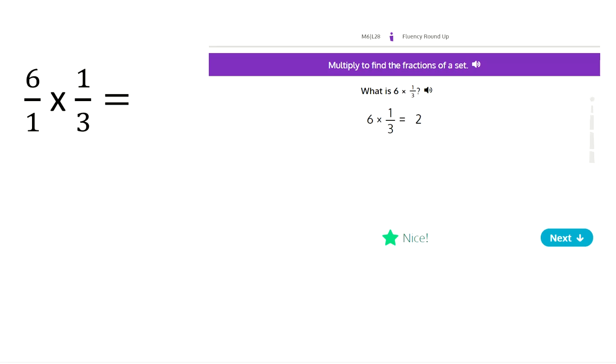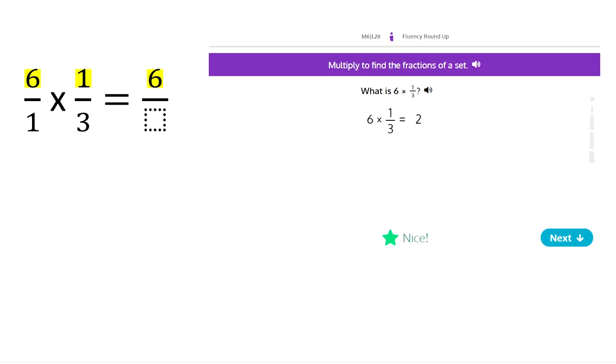I wanted to remind you that when we are multiplying a whole number times a unit fraction, or a whole number times a fraction in general, we need to think of that whole number as a fraction. So instead of 6 wholes, we have 6/1 times 1/3. And then how do we multiply fractions?